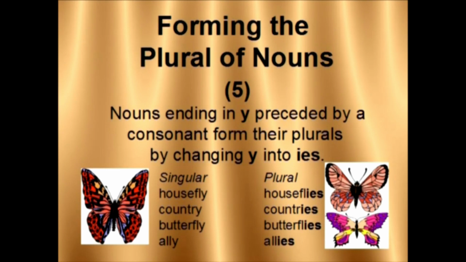Number 5. Nouns ending in y, preceded by a consonant, form their plurals by changing y into ies. Examples. For singular, housefly. For plural, houseflies. Country, countries. Butterfly, butterflies. Ally, allies.